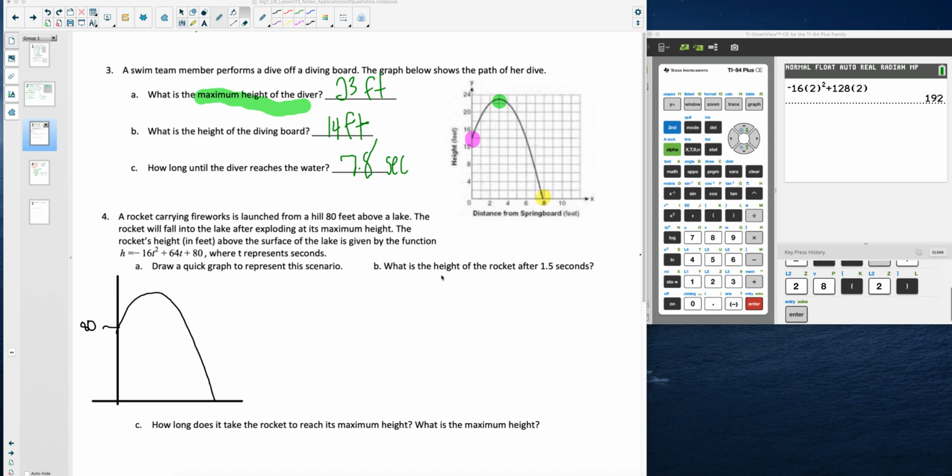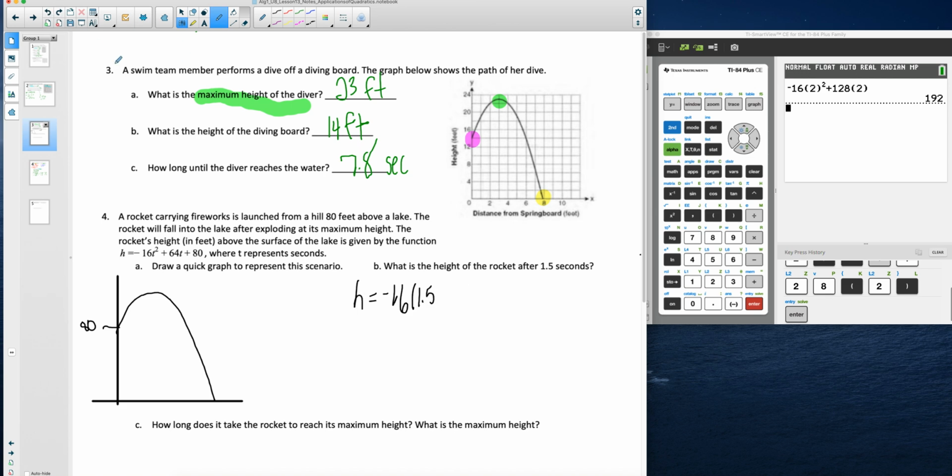Now the first question is, what is the height of the rocket after 1.5 seconds? We're just going to use the equation. We're going to be exact. I want to take 1.5 and plug it in wherever I have a t value. So h equals negative 16, then 1.5 squared, plus 64.